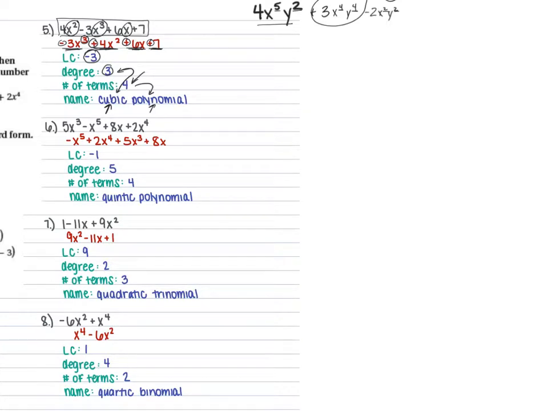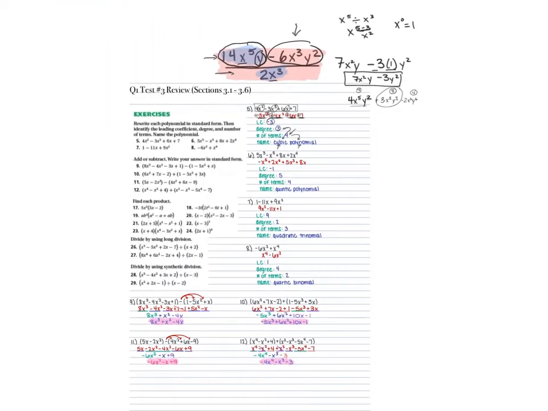The degree is the highest degree that you see. The number of terms, how many different things are being added and subtracted together. And then you just got to know that chart for the names. Any questions 5 through 8? All right, moving down.